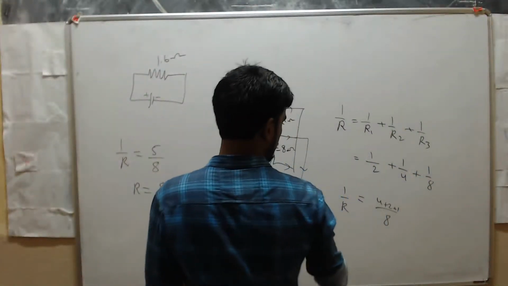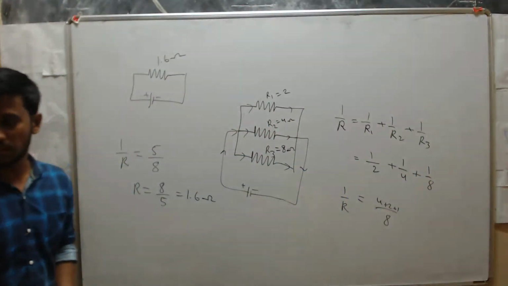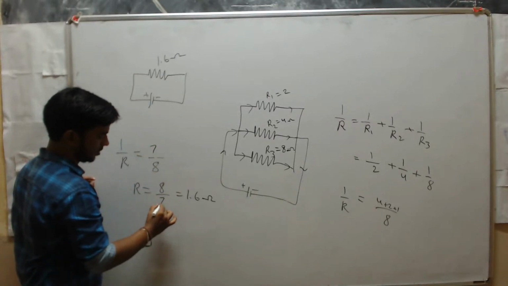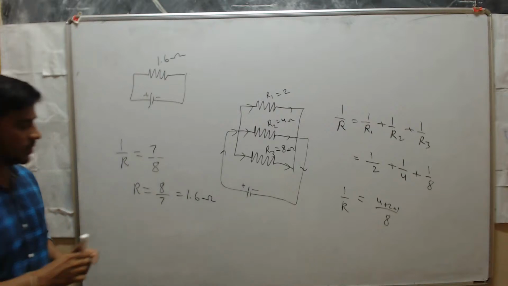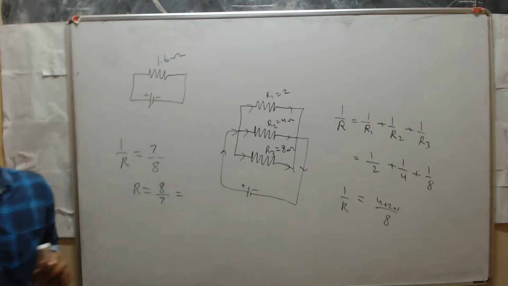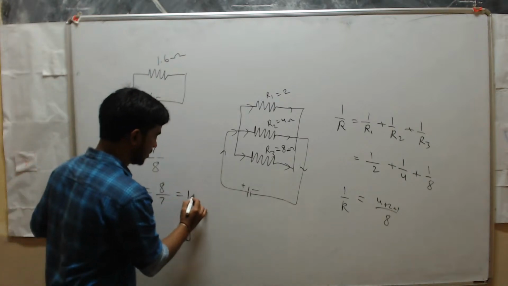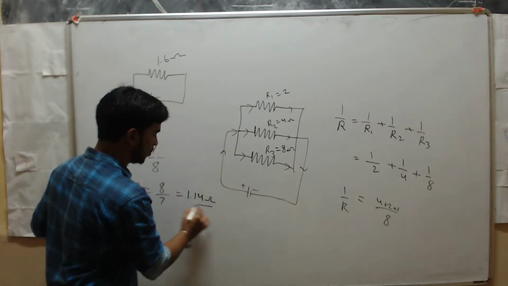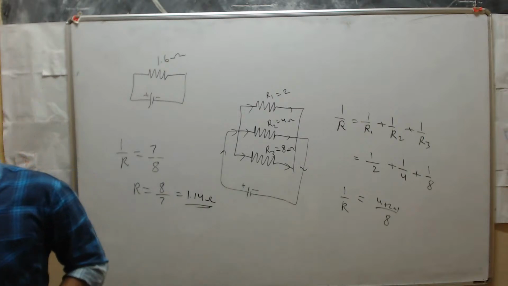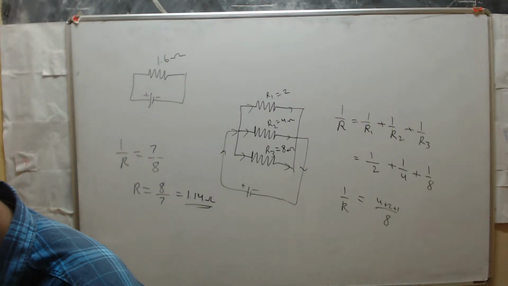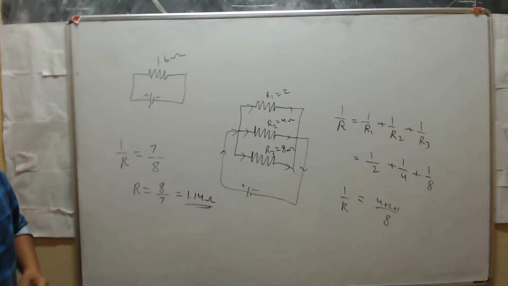Oh, sorry, here 4 plus 2 plus 1, 7, right? Okay, this is 8 by 7. So what is the answer? 8 by 7? Yes, sir. 8 by 7, that is 1.14 ohm. Okay, you have said the answer right, correct, exactly right.